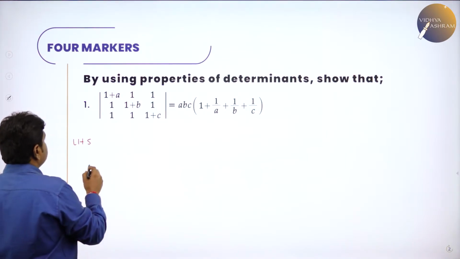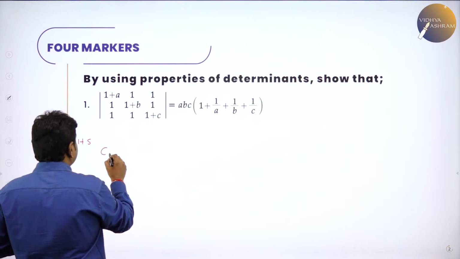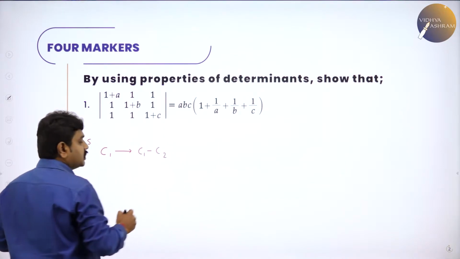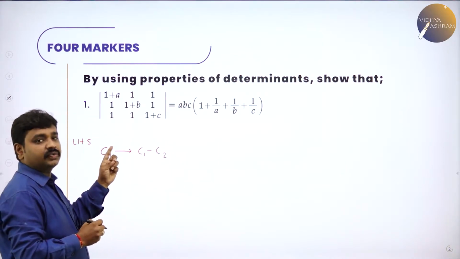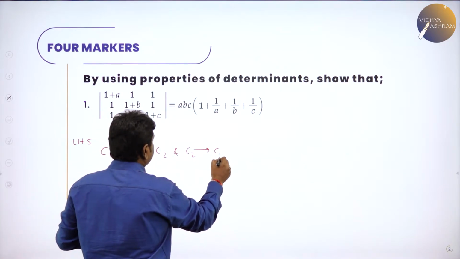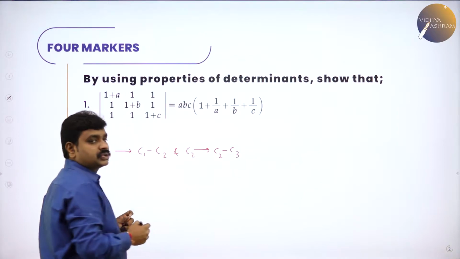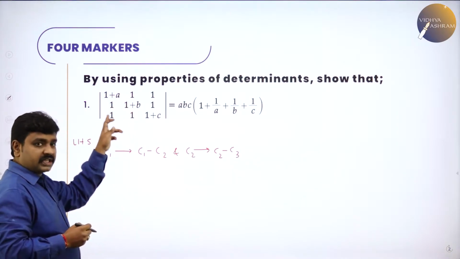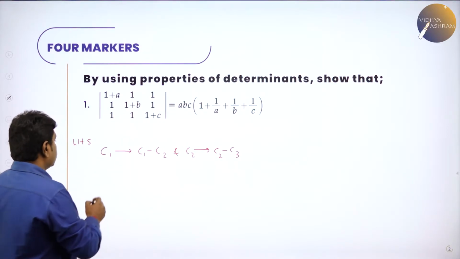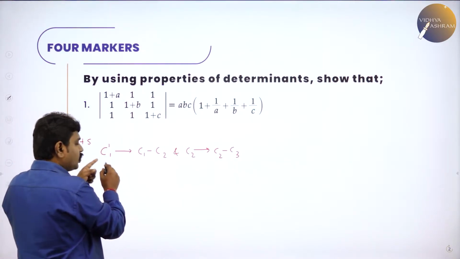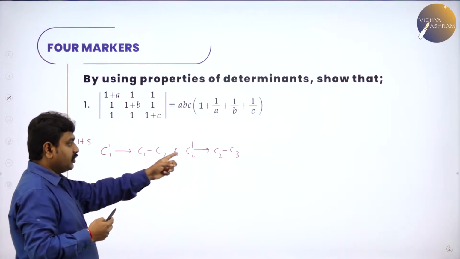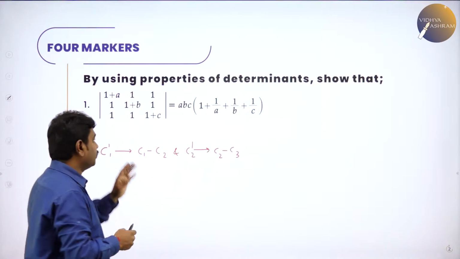And in LHS, we'll perform C1 implies C1 minus C2. C1 is C1 minus C2 and C2 implies C2 minus C3. So first column is first column minus second column. Second column is second column minus third column. I can also say C1 dash, the new value of first column, is first column minus second column. C2 dash, the new value of second column, is second column minus third column in LHS.